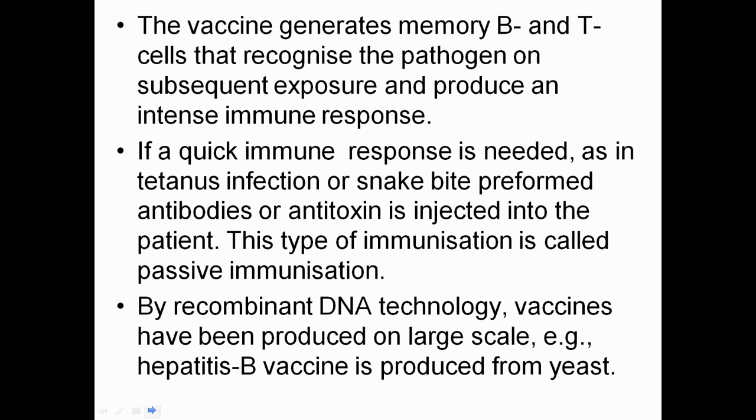Vaccine generates memory B and T cells that recognize the pathogen in a further or subsequent infection. If a quick immune response is needed, as in case of tetanus or a snake bite, we can use antitoxin or ready-made antibodies from the patient, that is referred to as passive immunization. By recombinant DNA technologies, we can produce vaccines on a large scale, like that of hepatitis B, which we have produced from yeast, that we have already discussed in chapter 6.